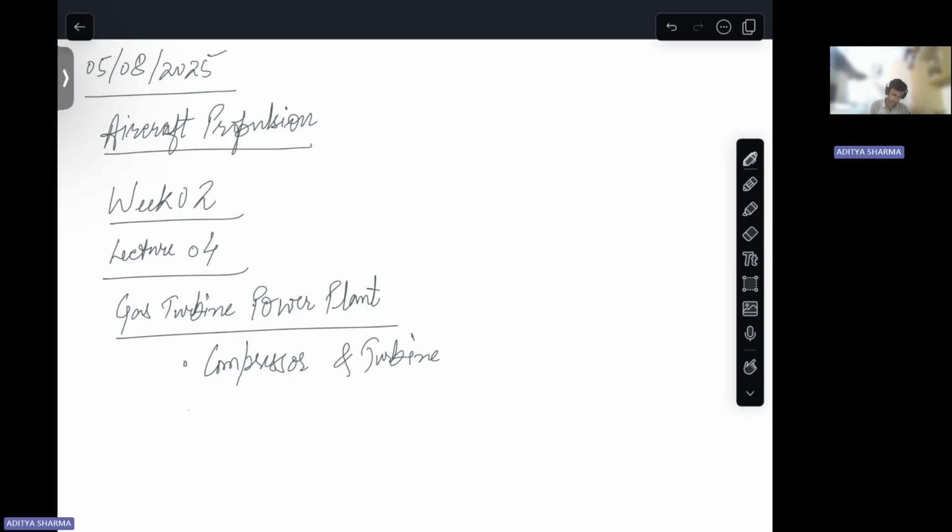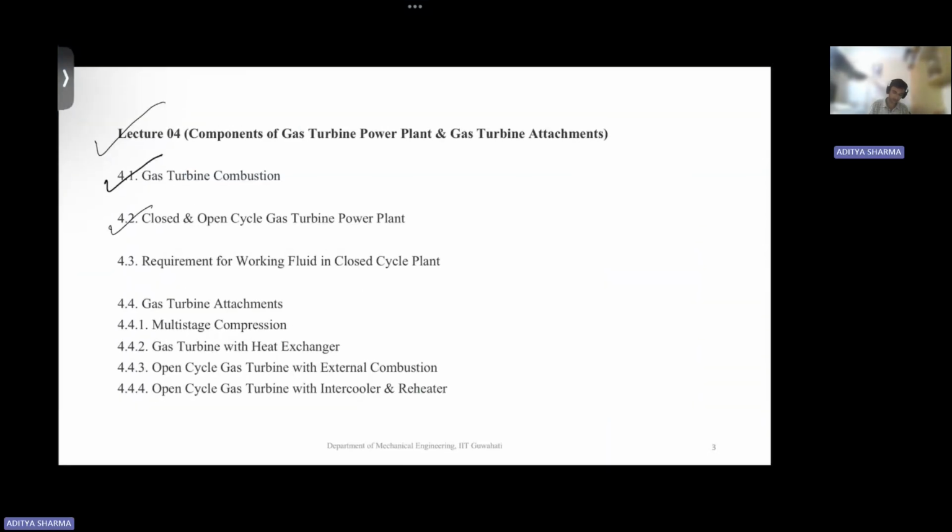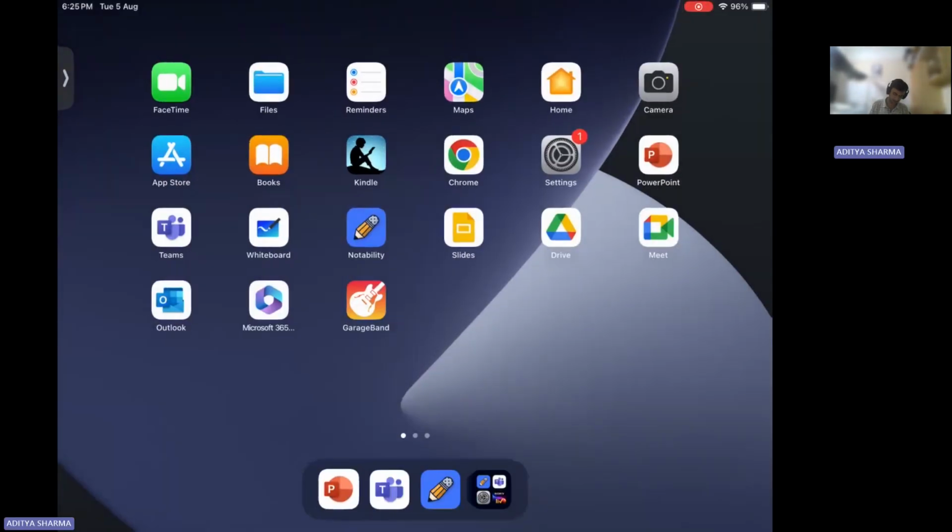And in the combustion chamber, what type of process is it? It is a constant pressure combustion. We have seen this in the previous week's content, where we discussed the Brayton cycle. Then the next topic is closed and open cycle gas turbine power plant.